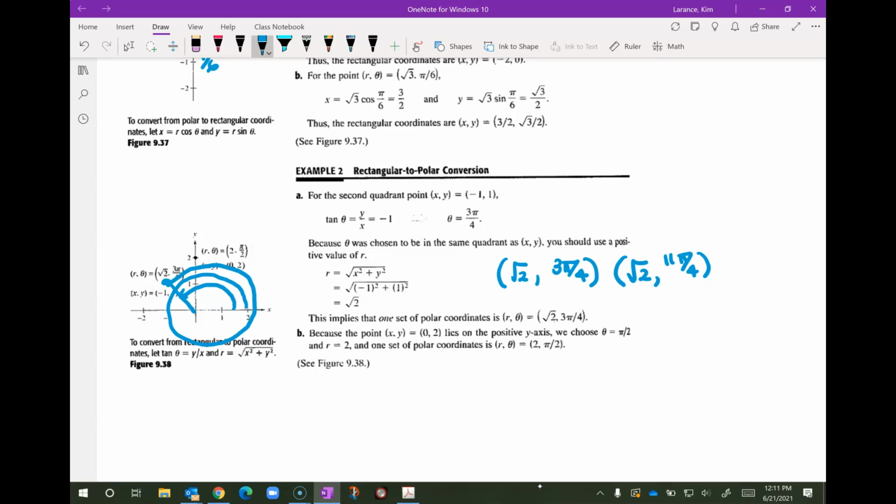Could we get to this point by going in a negative direction? Sure. So we would still have square root of 2, but the negative of that would be what? -5 pi over 4, I think. Notice that in every case here, my r is positive, and you would think that that's the only way to express a radius. We don't think about a radius as ever being negative.